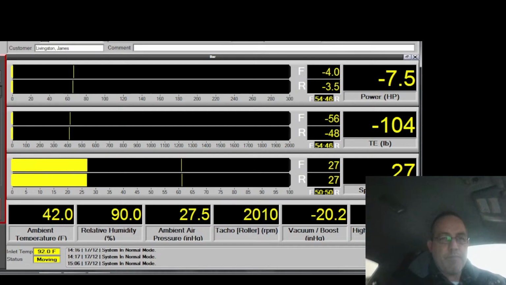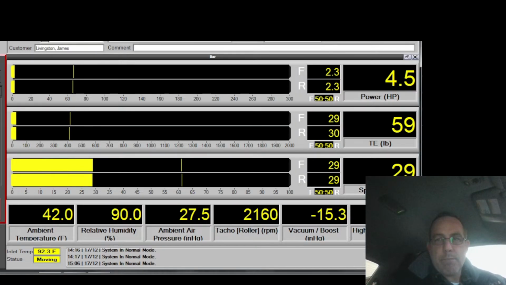I'm not a fan of that. Go to my speed density fuel smoothing. See what that's set at. It's really high. Oh no, it's not. Okay.